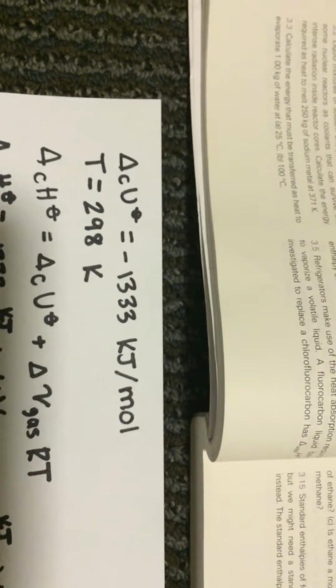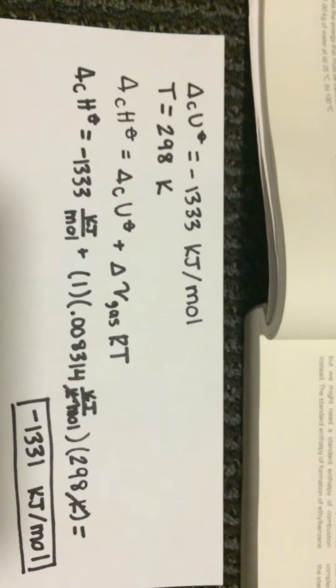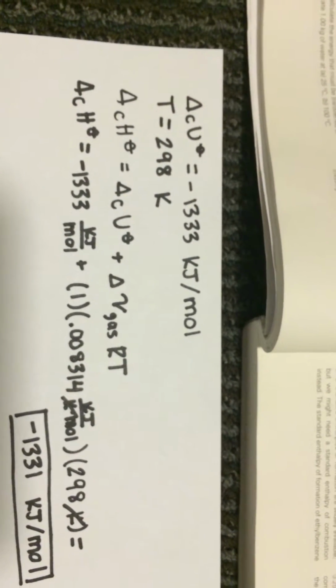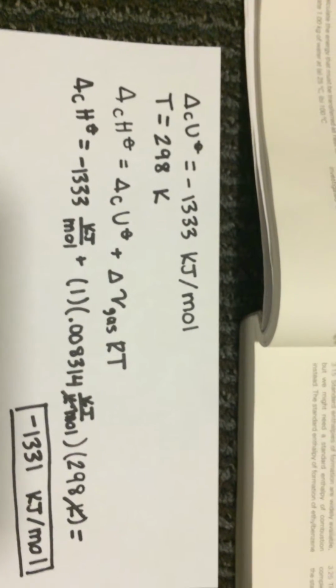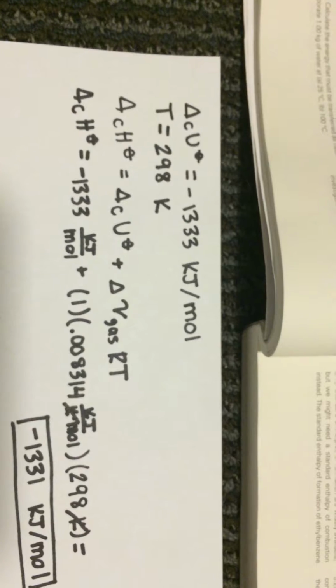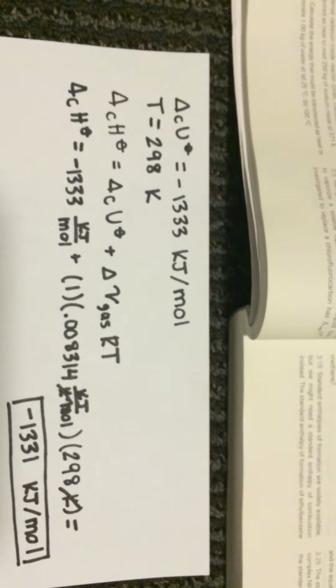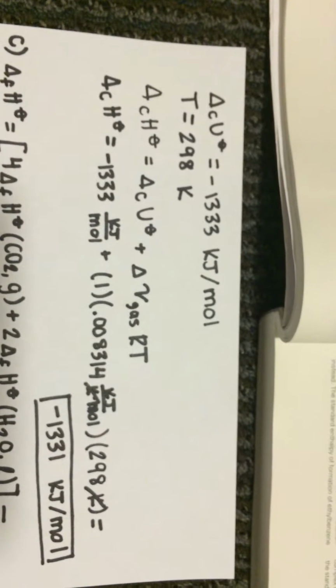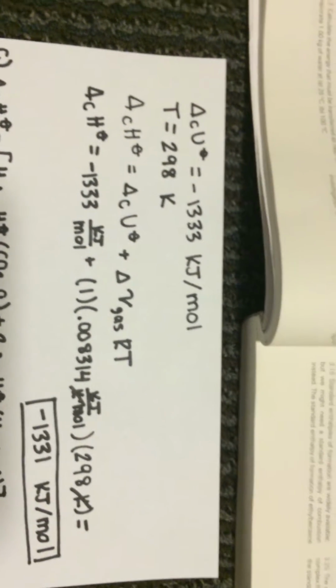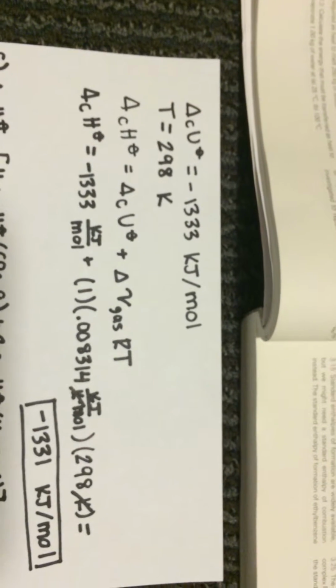So, again, here's our equation, and we're going to plug everything in. Our standard enthalpy of combustion equals negative 1333 kilojoules per mole plus 1 times 0.008314 kilojoules per kelvin per mole times 298 kelvins, giving us an answer of negative 1331 kilojoules per mole.